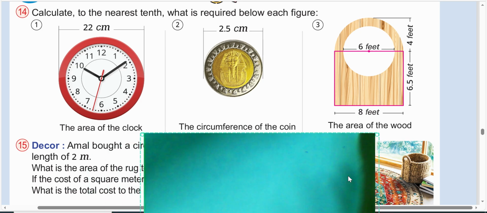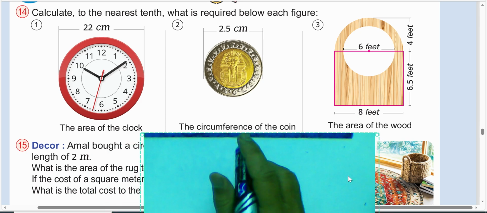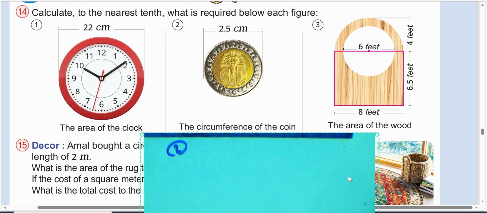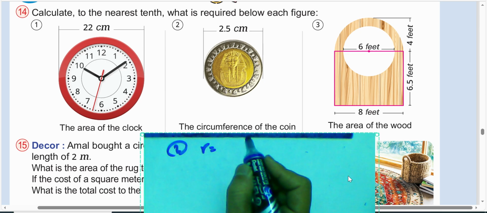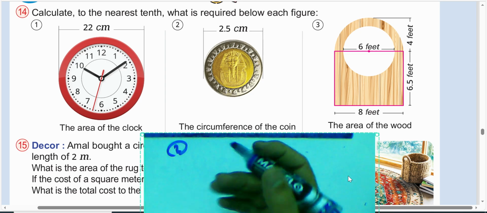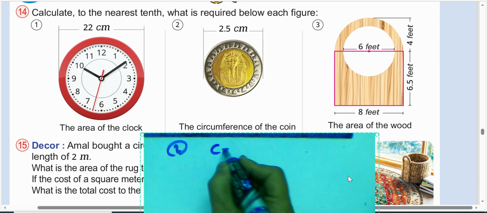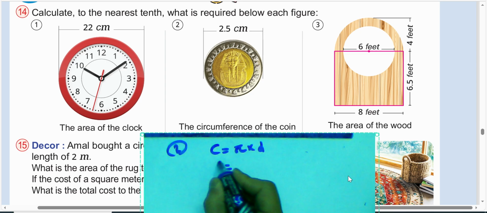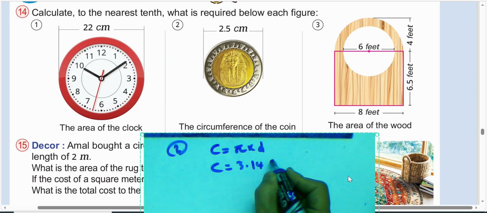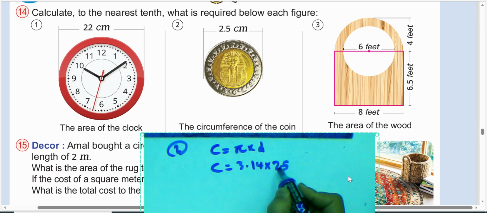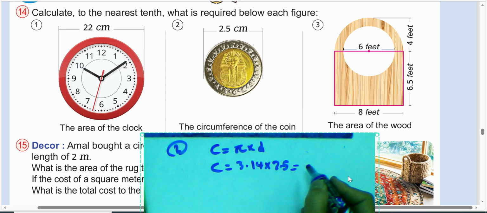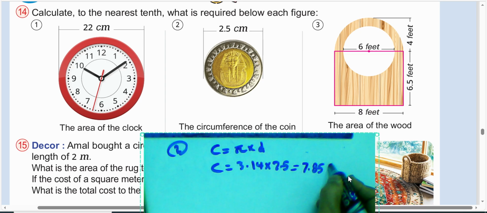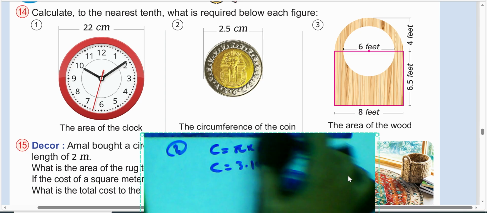Question number 2, find the circumference of the circle. Okay, we can find the circumference. First, the radius or diameter. We can use the diameter, don't worry. Diameter 2.5 centimeters. The circumference equals pi product by d. Pi was 3.14, product by diameter 2.5. Right, 3.14 product by 2.5. The result will be 7.85 centimeters. This is question number 2.